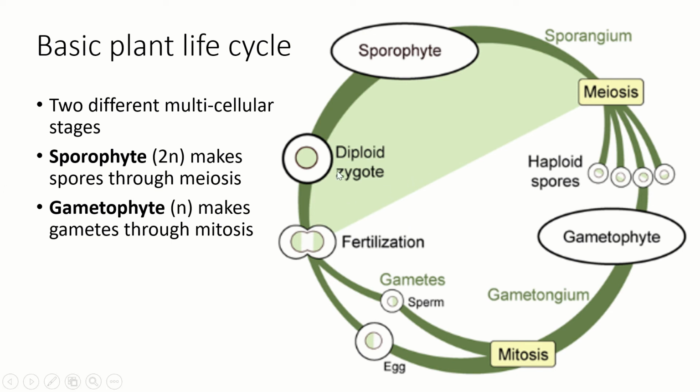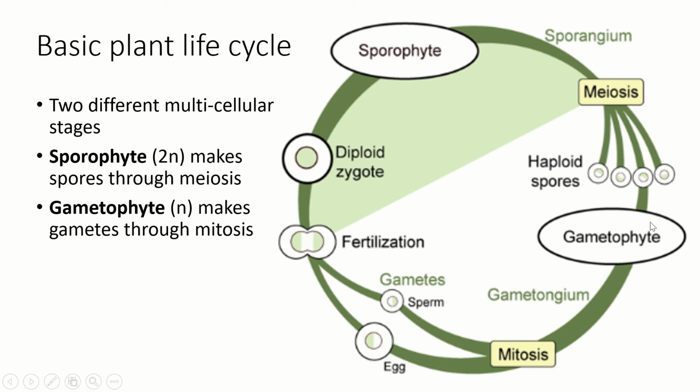In plants, in most plants, the main plant is a sporophyte, which is diploid. Okay, it's got two of each chromosome. And rather than making gametes through meiosis, it makes spores through meiosis. And those spores are of course haploid, one of each chromosome. And they then do mitosis to create another multicellular generation called the gametophyte.